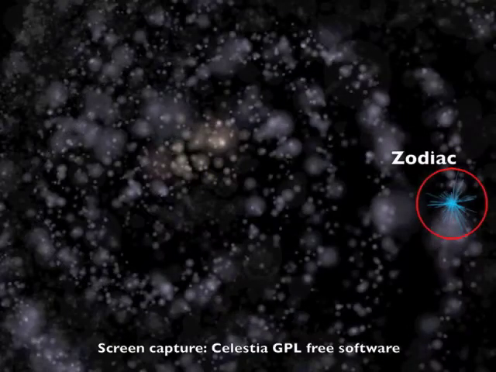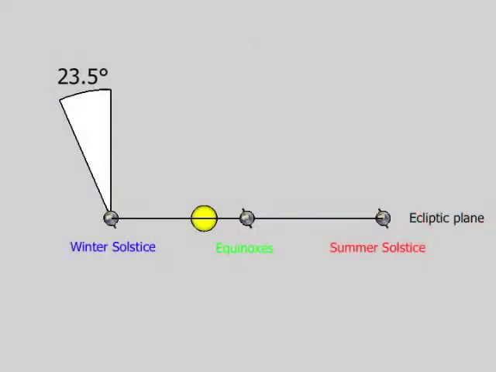All the stars of the zodiac are actually our close neighbors compared to the size of our entire galaxy. The Earth's equator is tilted some 23.5 degrees with respect to the ecliptic.